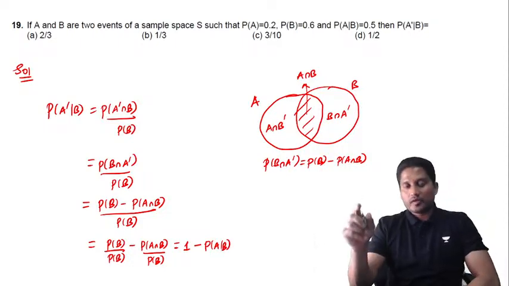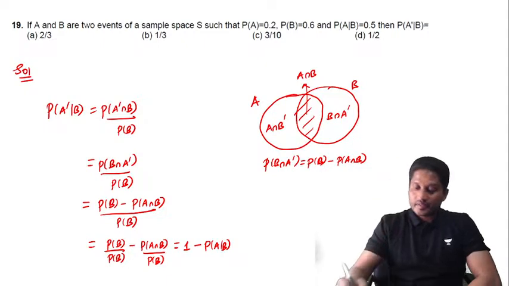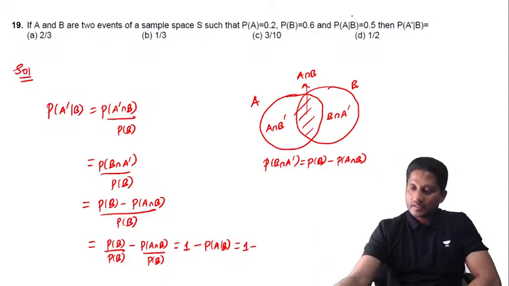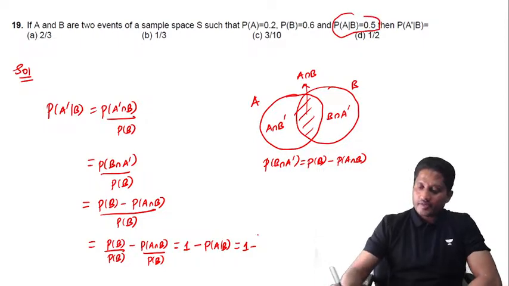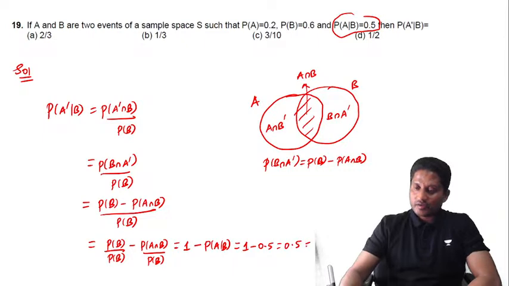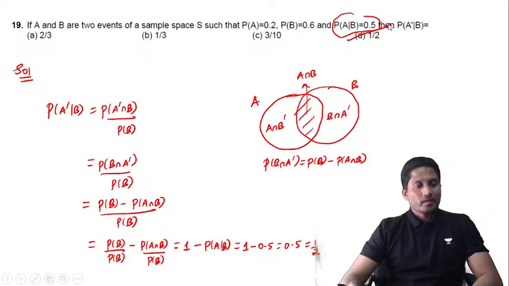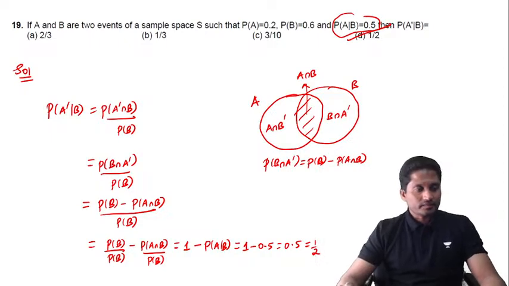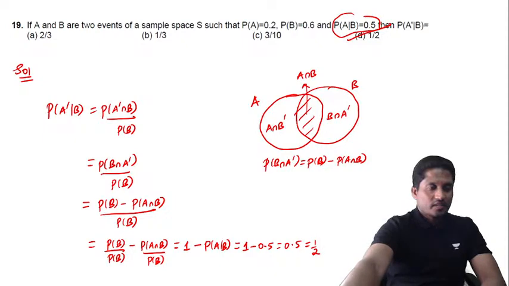A given B is P of A intersection B divided by P of B. Now this is equal to 1 minus, what is P of A given B given? A given B is 0.5. 1 minus 0.5 is 0.5, which is equal to 1 upon 2. Answer is option D. Is it clear, guys? Okay, let's move to the next question.